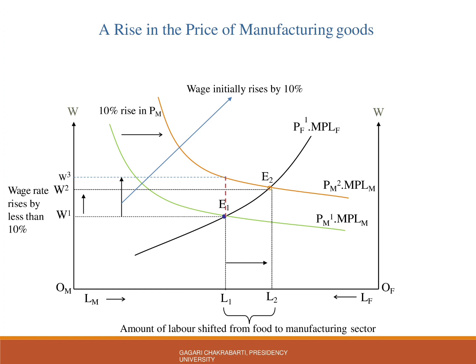Now, what has happened to the laborers as a group? This is uncertain, because on one hand W by PM has fallen and W by PF has increased. So what has happened to the total welfare of the laborers will depend on the composition of their consumption basket.